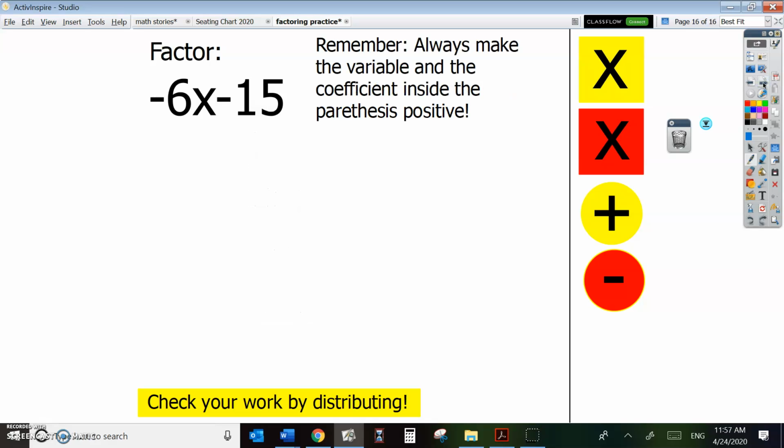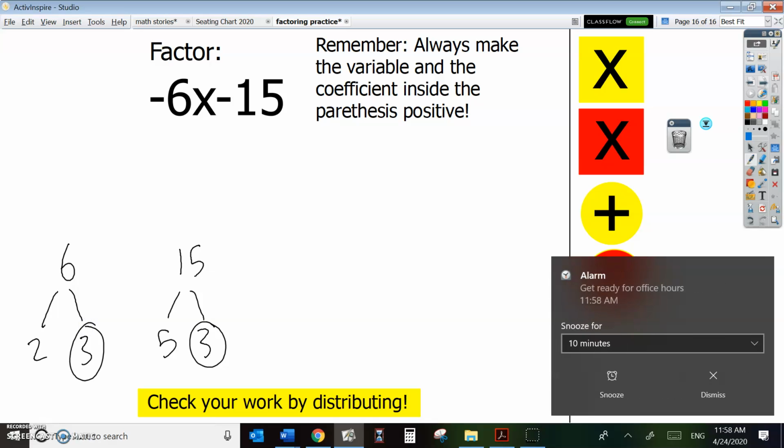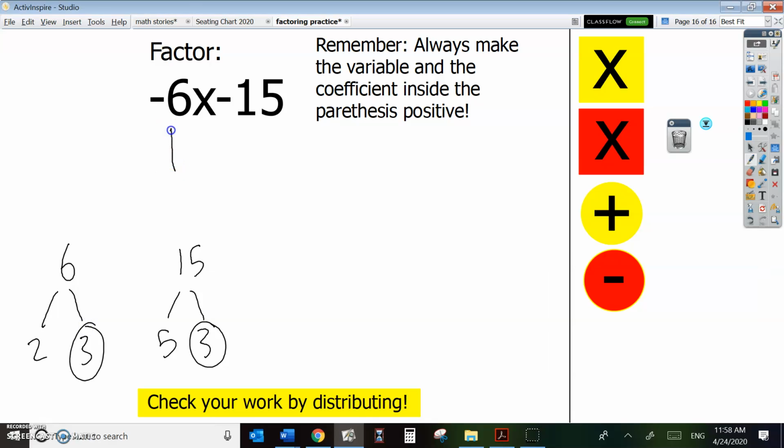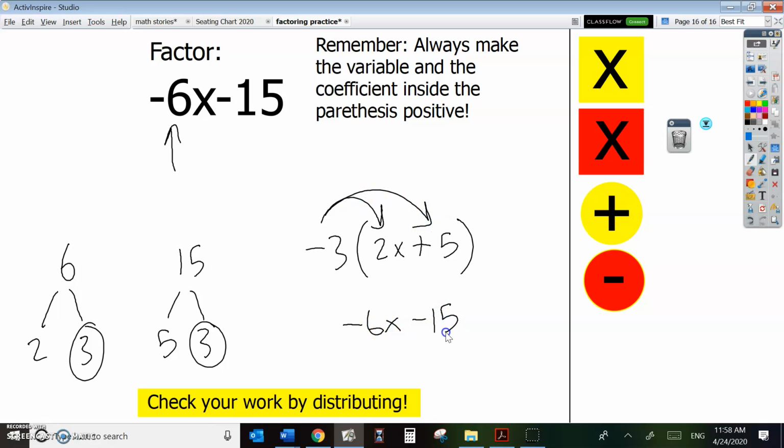Can this one be factored? Yes, because 6 has a factor of 3, and 15 has a factor of 3. Divide them both by 3. Make that positive by factoring out a negative 3. Distribute to check. Negative 3 times 2x is negative 6x. Negative 3 times 5 is negative 15.